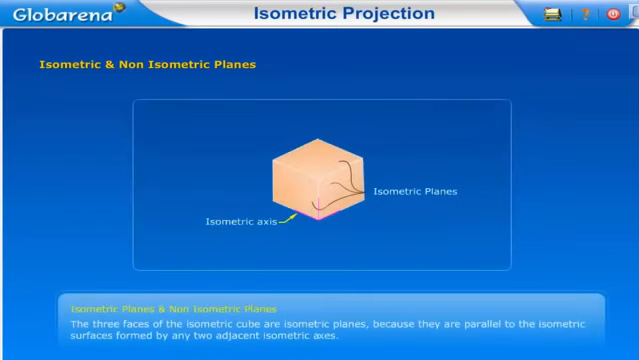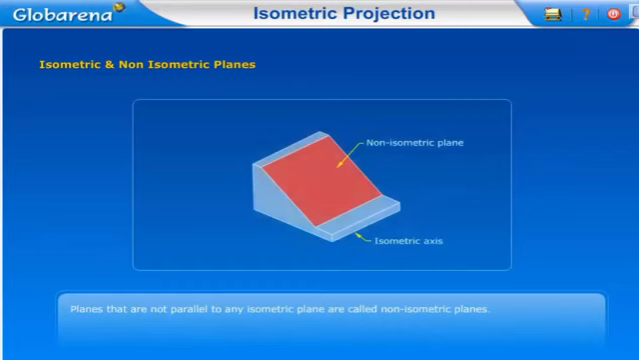Isometric and non-isometric planes. The three faces of an isometric cube are isometric planes because they are parallel to the isometric surfaces formed by any two adjacent isometric axes. The planes that are not parallel to any isometric plane are called non-isometric planes.